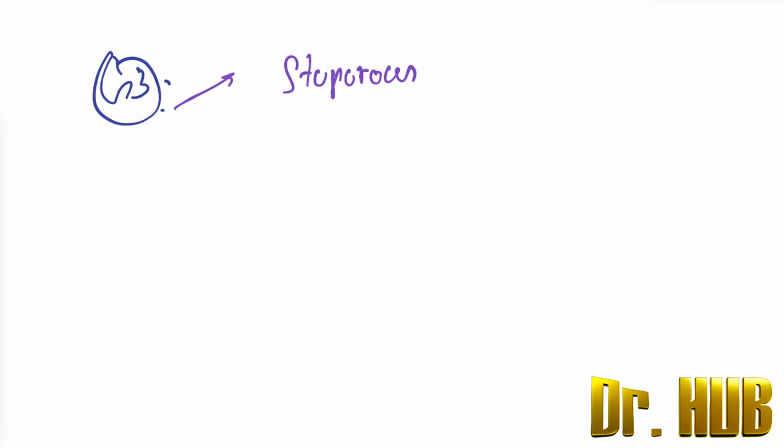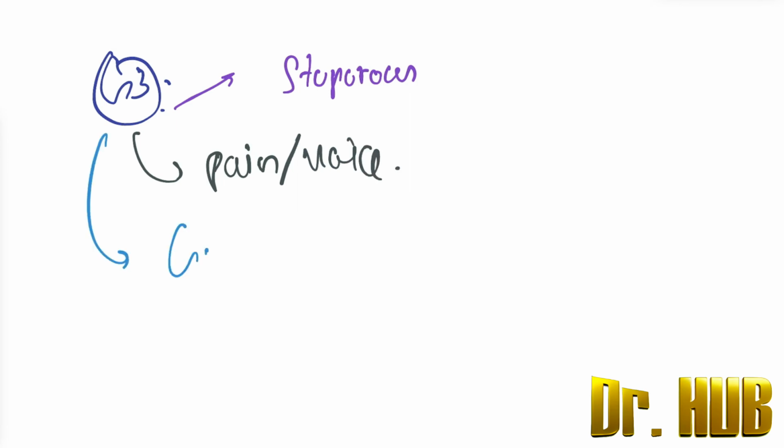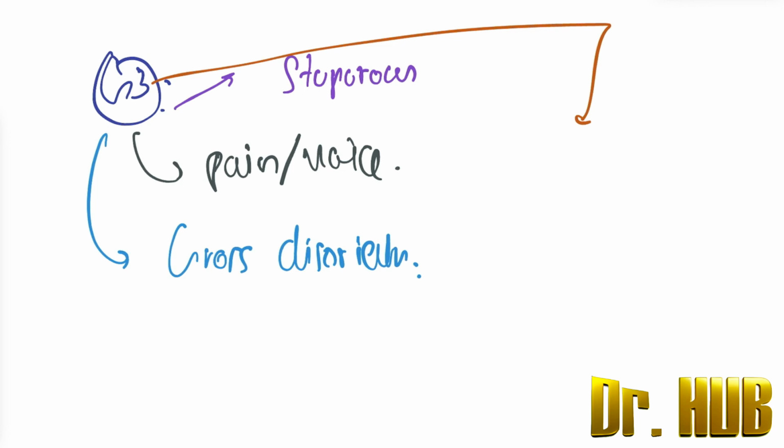Now we will move on to G3. So what is G3? The features include stuporous. It responds to the pain as well as it responds to the voice. Next, it involves gross disorientation. What is the category here? For G3, the category is going to be the overt HE. Next we saw the G3.